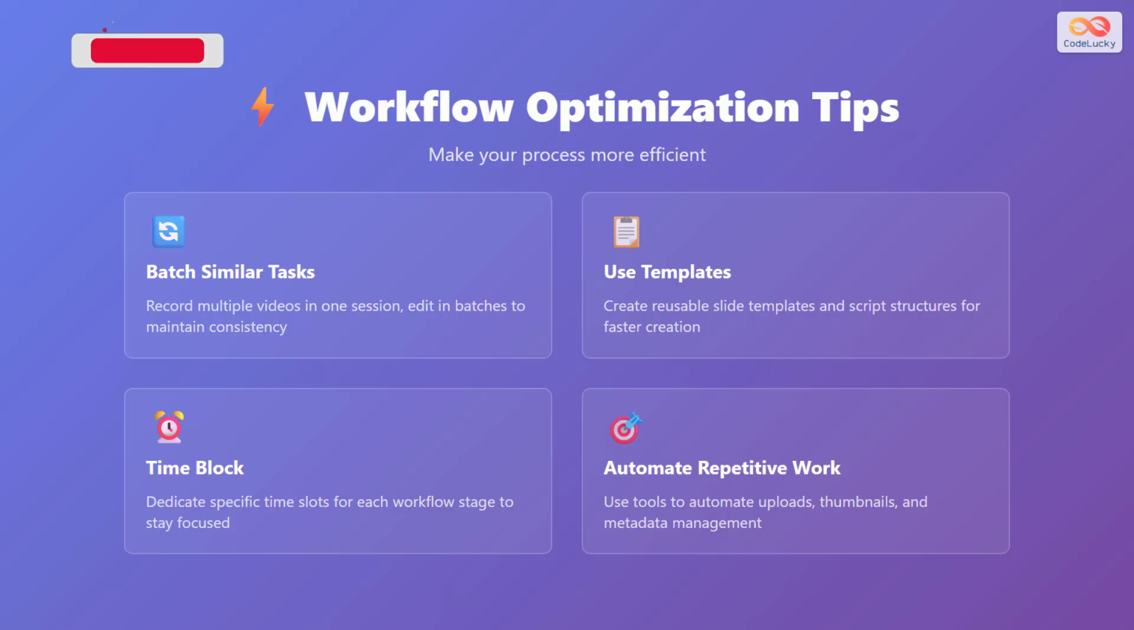To make your workflow more efficient, batch similar tasks together. Record multiple videos in one session and edit them in batches to maintain consistency and save time. Create reusable templates for your slides and script structures so you do not have to start from scratch every time. Use time blocking by dedicating specific time slots for each workflow stage so you can stay focused and minimize distractions. Finally, automate repetitive work using tools that can handle uploads, thumbnail generation, and metadata management automatically. These small changes compound into massive time savings.